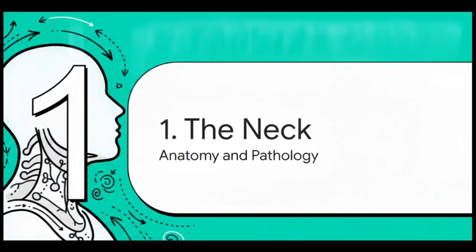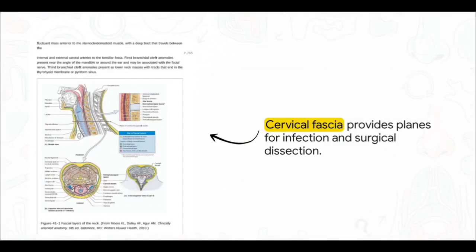The neck, anatomy, and pathology. Think of the cervical fascia as anatomical highways. They literally dictate how deep neck infections and hemorrhages spread. You've got the superficial, pretracheal, and prevertebral layers creating these distinct compartments. So when you're evaluating a rapidly expanding neck mass, knowing these boundaries tells you exactly where a fluid collection or infection is going to track, especially if it's heading downward into the mediastinum, which is obviously a massive deal.